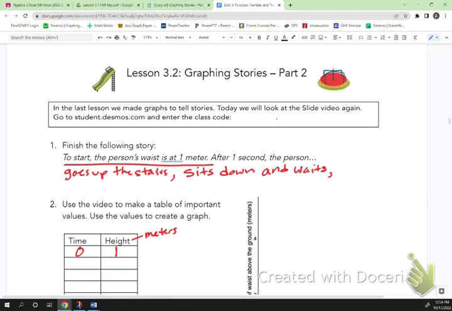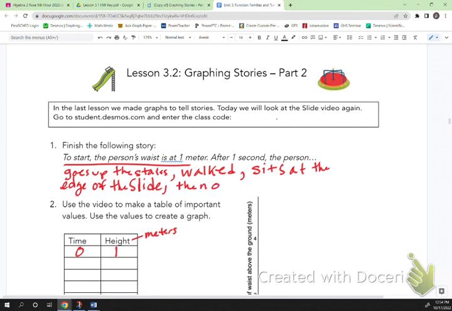Okay? You skipped the part. That boy walked up, yep, he went up the stairs and then walked. Oh, yes, there's a little platform. We missed that. Thank you. There's a little platform there. So he walked to the edge of the slide, and then he sits at the edge of the slide. Then he goes down the slide.